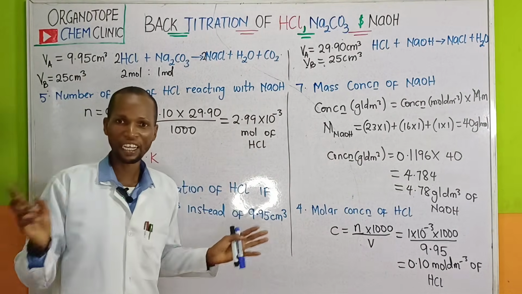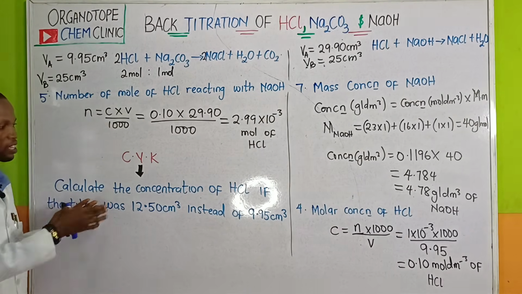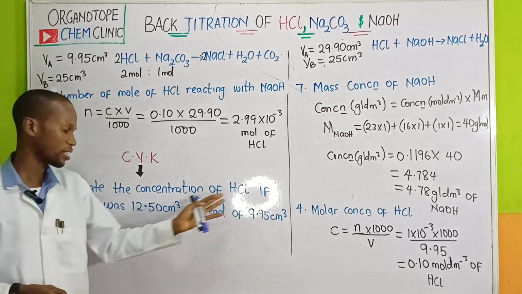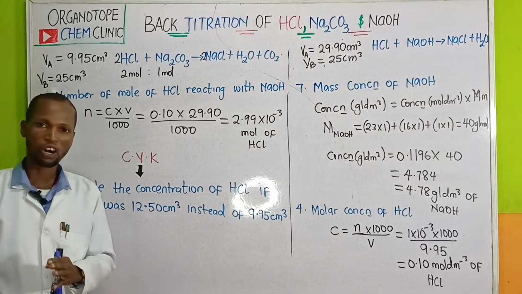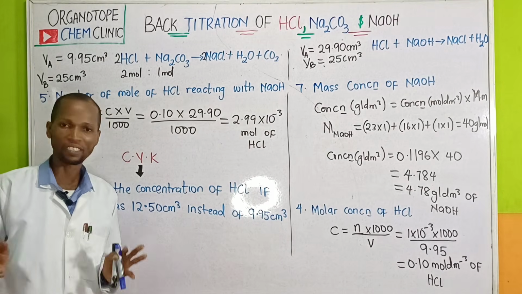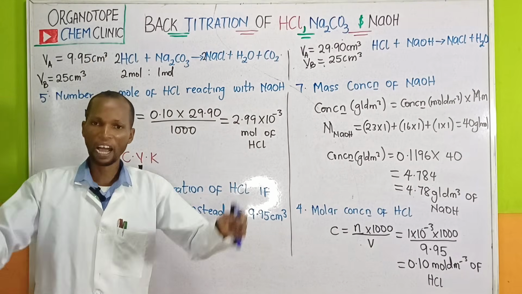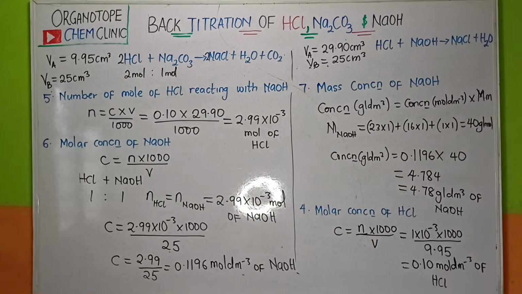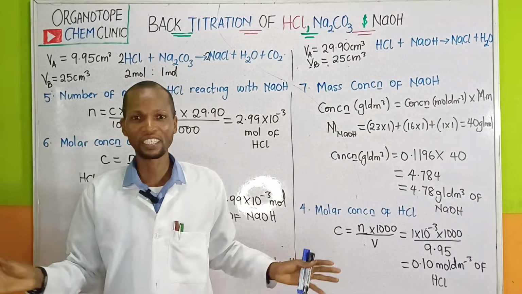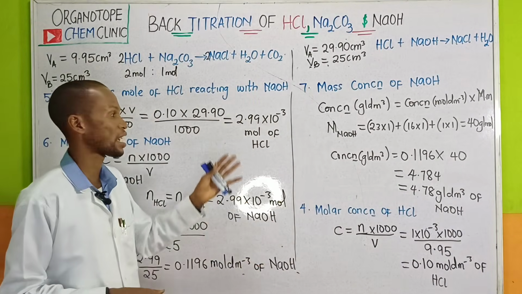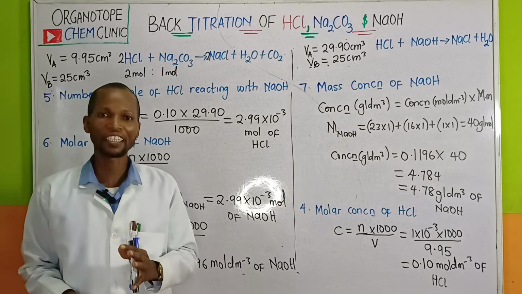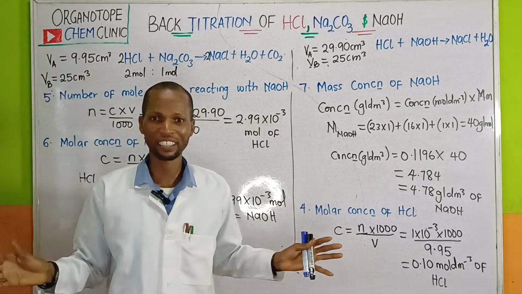Make sense? Can you attempt this question? Calculate the concentration of hydrochloric acid if the titer value was 12.50 cm³ instead of 9.95 cm³. Pause the video and drop your answer in the comments. This is exactly the type of quantitative practical calculations that appears in A-level, IJMB and JUPEB chemistry examinations.